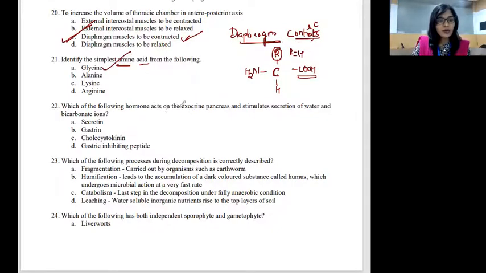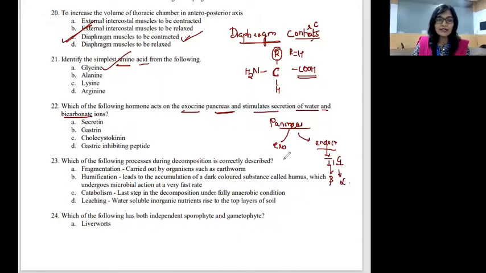Which of the following hormone acts on the exocrine pancreas and stimulates secretion of water and bicarbonate ions? Okay, first you have to remember the pancreas is going to be both. They have the exocrine part also, they have the endocrine part also. The endocrine part is going to produce insulin and glucagon, but insulin is coming from beta cells. Glucagon is coming from alpha cells. Exocrine is going to release many enzymes, pancreatic enzymes. They also secrete secretin. And this secretin is very important for releasing water and bicarbonate. So answer is option A.